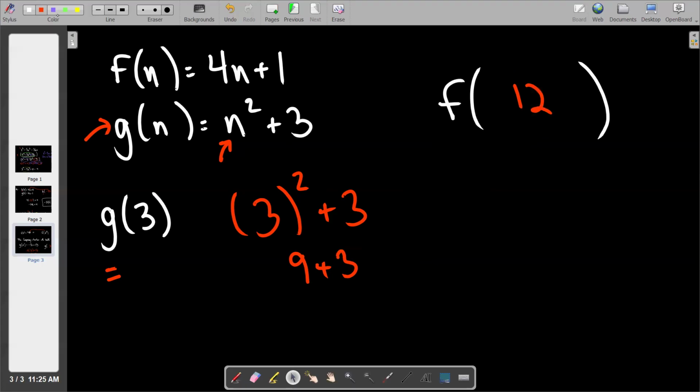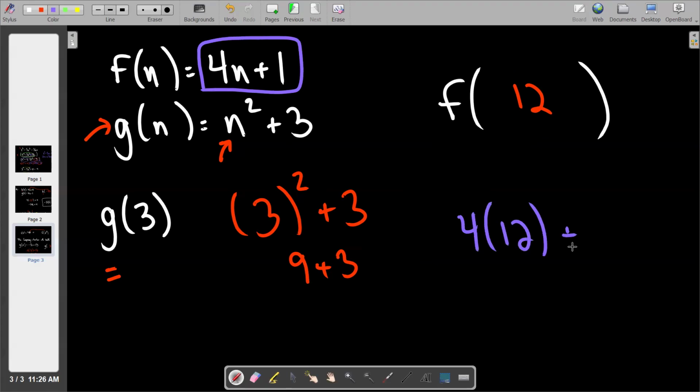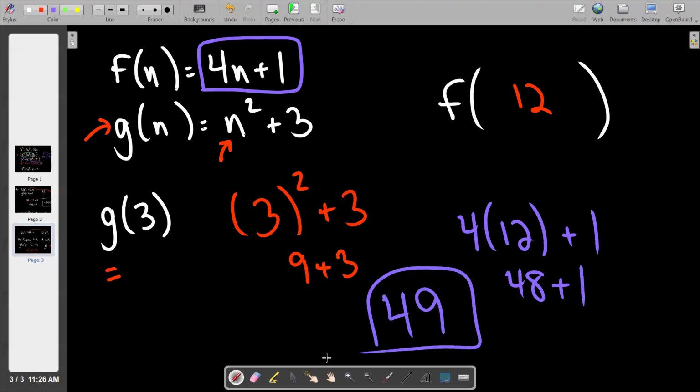And so what I'm looking at now is the function named f is up here in the purple box, and that is 4 times 12 plus 1, which is 48 plus 1. The answer is 49. Got it?